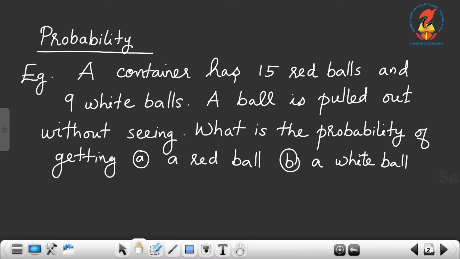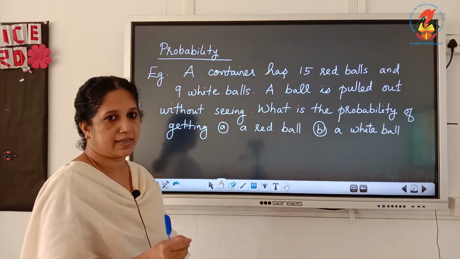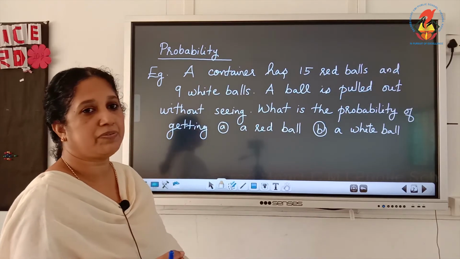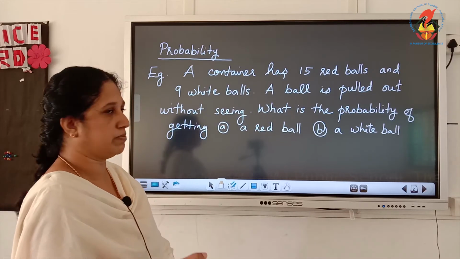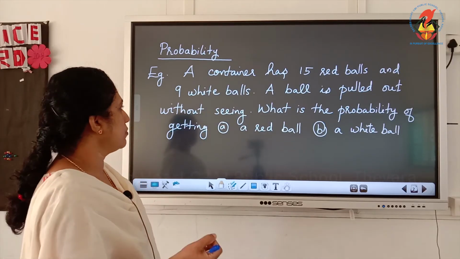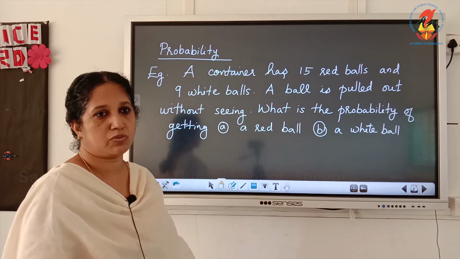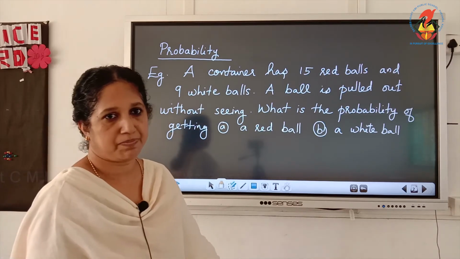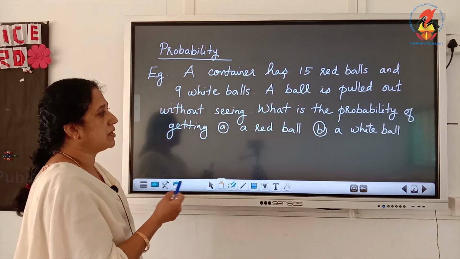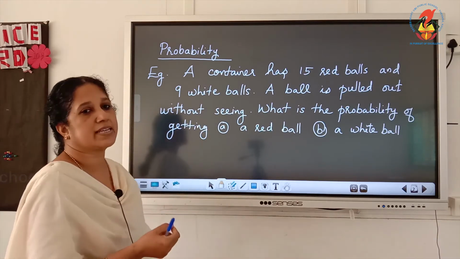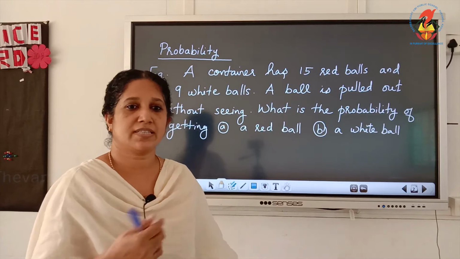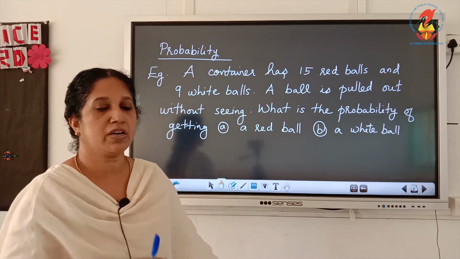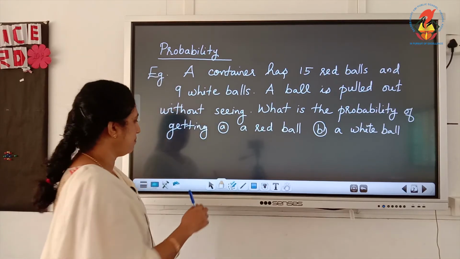A container has 15 red balls and 9 white balls. So we can assume a container, inside that we have 15 red balls and 9 white balls. Then a ball is pulled out without seeing. So without looking into the container, a ball is pulled out. Then the first part of the question, what is the probability of getting a red ball? What is the chance of getting a red ball? So we have to find out a numerical value.